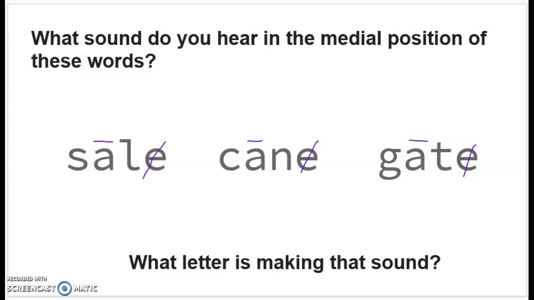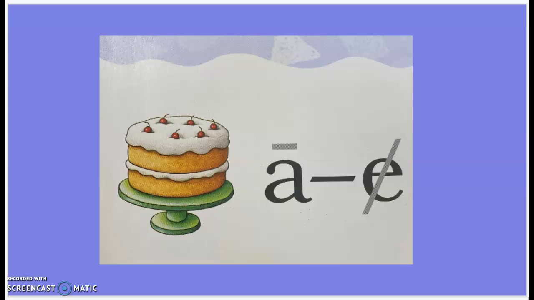This is good to eat. People use this to celebrate their birthdays. You can put icing on it. What do you think it is? Did you guess cake? Whenever you see this card, say cake, A. Repeat that after me. Cake, A. The keyword cake helps us remember the A sound because cake has the A sound.